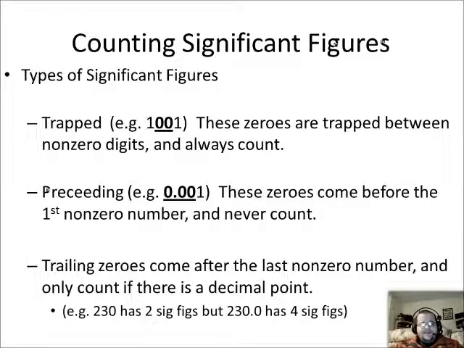These are the tricky ones. Now if there's no decimal point, trailing zeros do not count, such as the number 230. That zero does not count because there's no decimal place. But if we have a number 230.0, as there's a decimal place, both of those trailing zeros count. So we have four significant figures in the number 230.0.